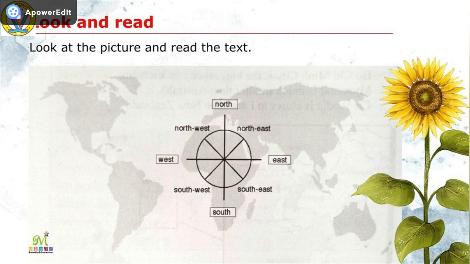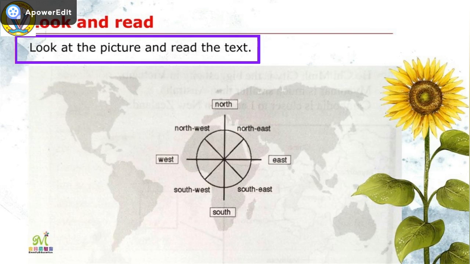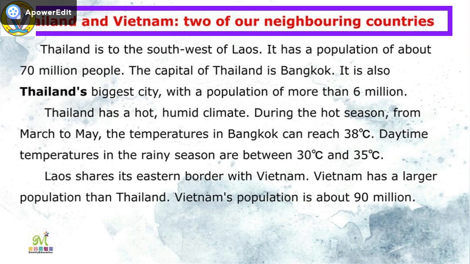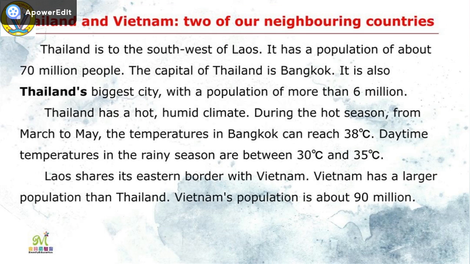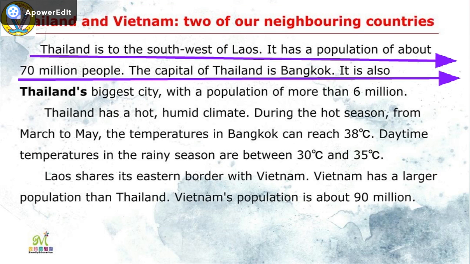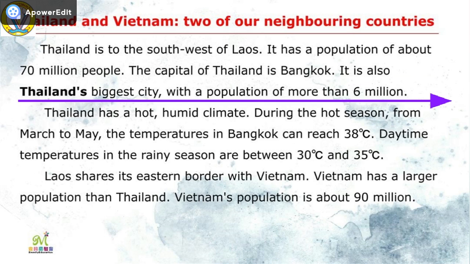Well, let's continue. Look and read. Look at the picture and read the text. Thailand and Vietnam, two of our neighboring countries. Thailand is to the southwest of Laos. It has a population of about 70 million people. The capital of Thailand is Bangkok. It is also Thailand's biggest city, with a population of more than 6 million.